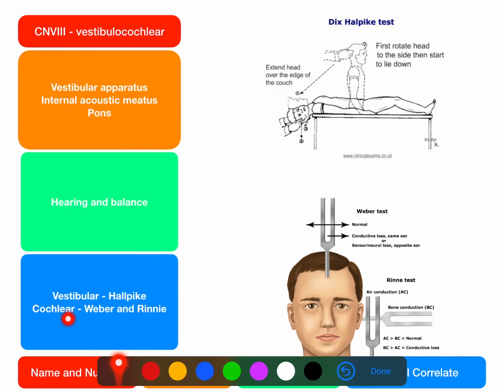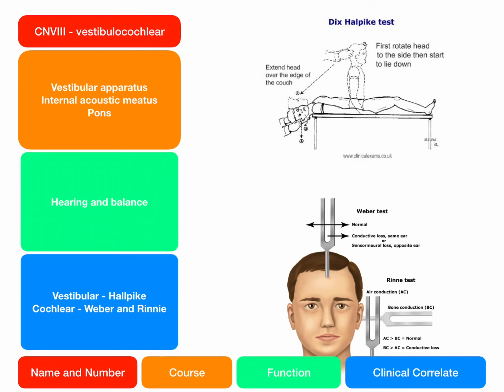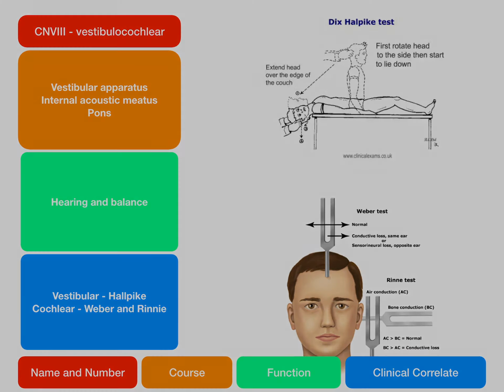The cochlear supply is tested, the sound, by Weber and Rinne. Weber placed on here, and then Rinne test here. So you strike, and then you place it on the mastoid. And that's distinguishing air and bone conductance for conductive hearing loss here. And you use Weber to distinguish between conductive and sensorineural hearing loss. Don't worry too much about that, honestly.